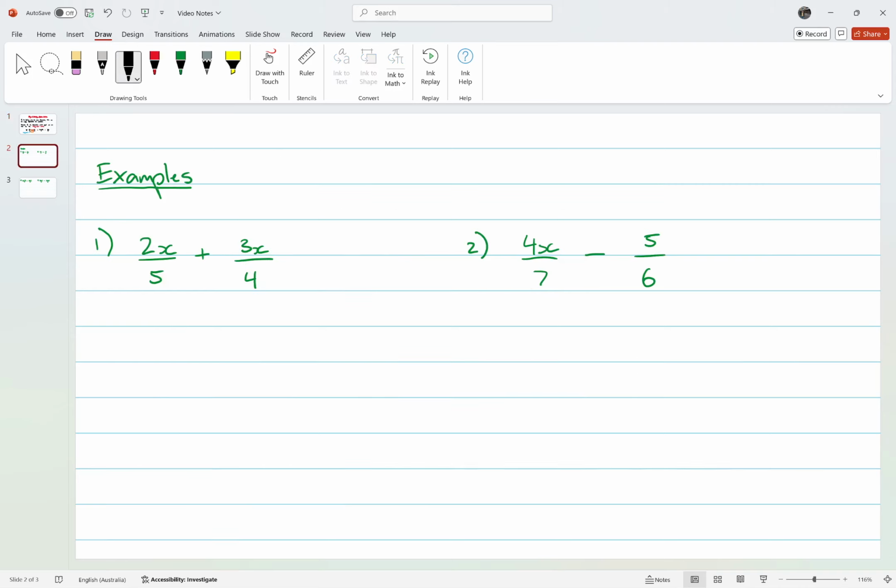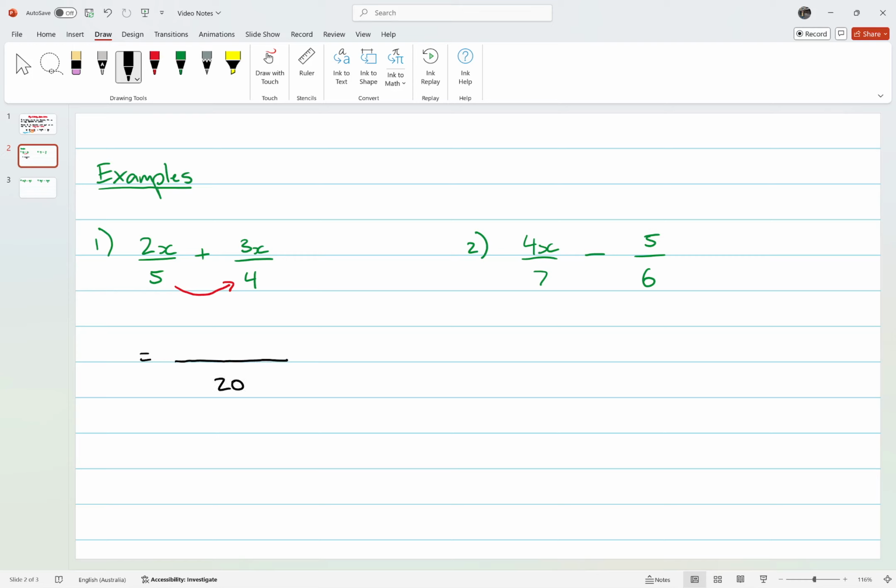So this first example, we have 2x over 5 plus 3x over 4. So straight away, we see that the two denominators are not the same. If they were, we could just add the two numerators and call it a day, but they're not. So instead, we're going to use the Smiley Sam method. First off, the first step we need to do with the Smiley Sam method is we always multiply the two denominators together. So 5 times 4 equals 20, and that becomes our new denominator.